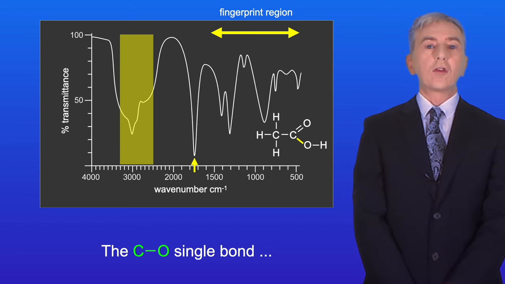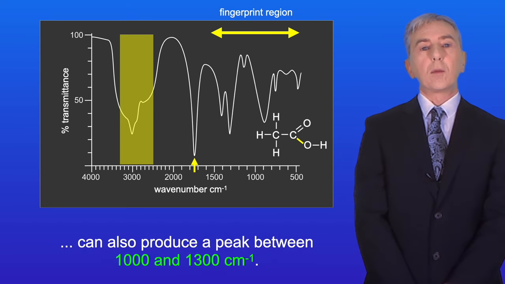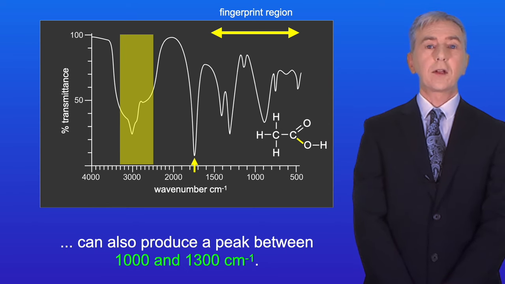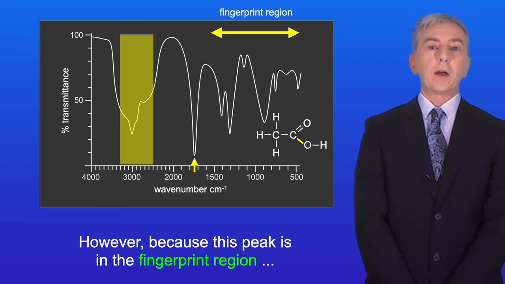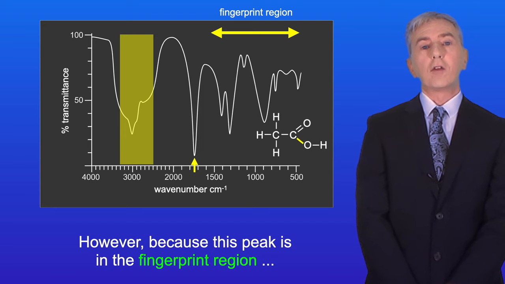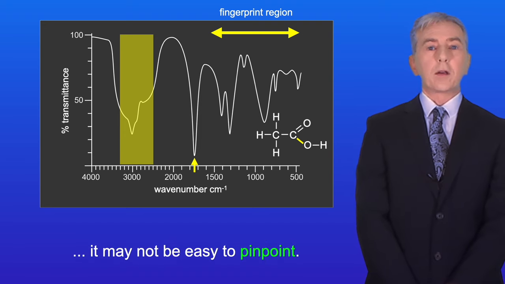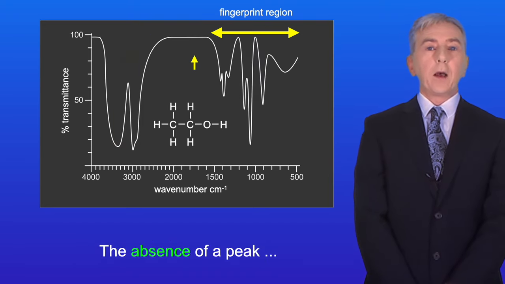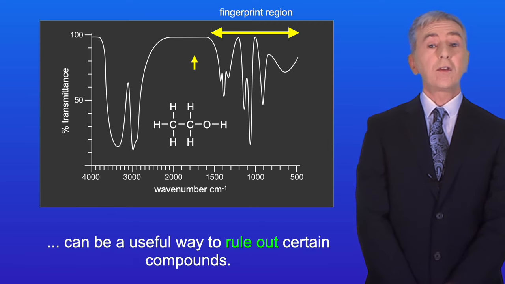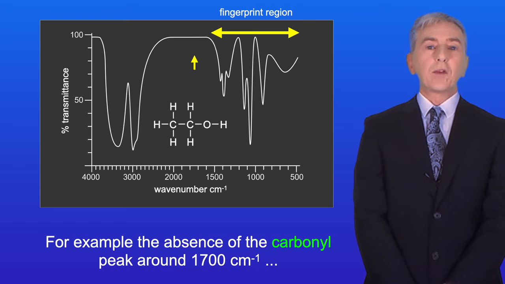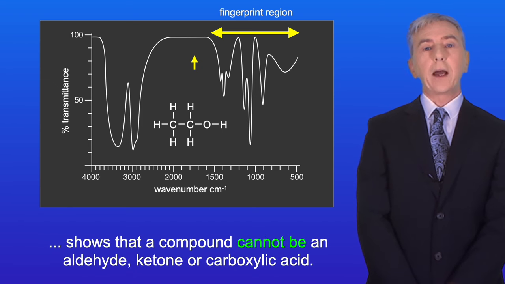The carbon to oxygen single bond can also produce a peak between 1,000 and 1,300 centimetres to the minus 1. However, because this peak is in the fingerprint region, it may not be easy to pinpoint. Now, the absence of a peak can be a useful way to rule out certain compounds. For example, the absence of the carbonyl peak around 1,700 centimetres to the minus 1 shows that a compound cannot be an aldehyde, ketone or carboxylic acid.